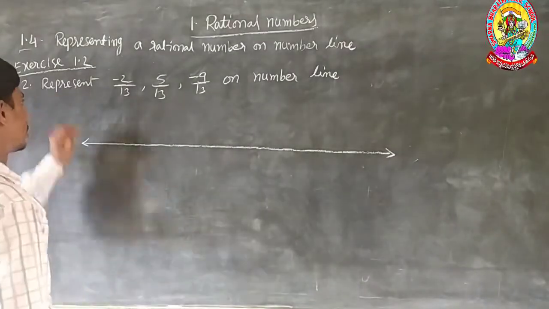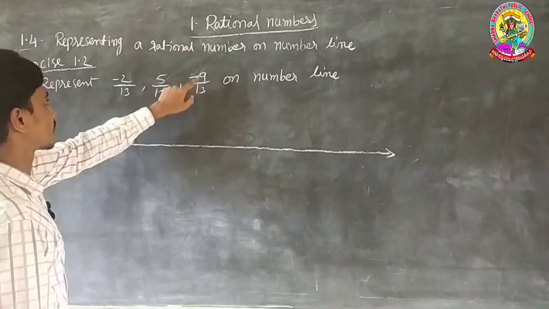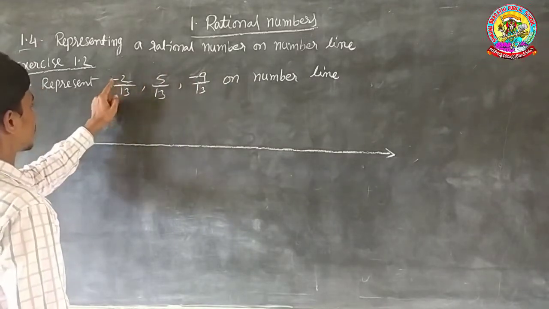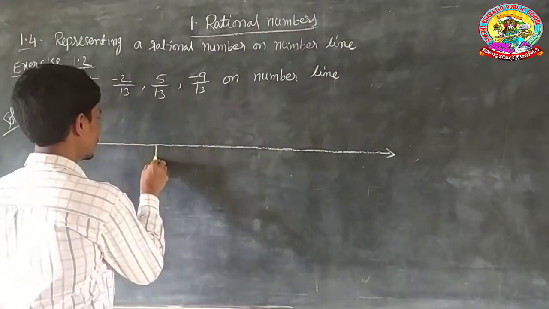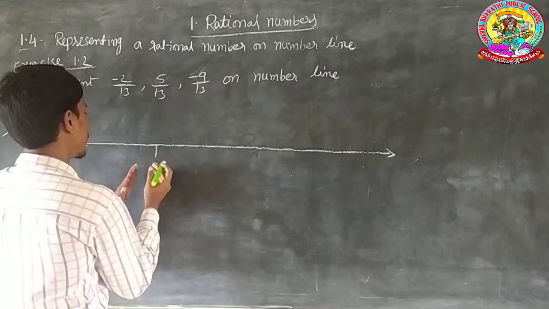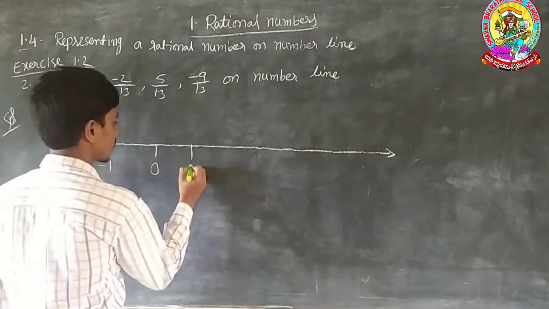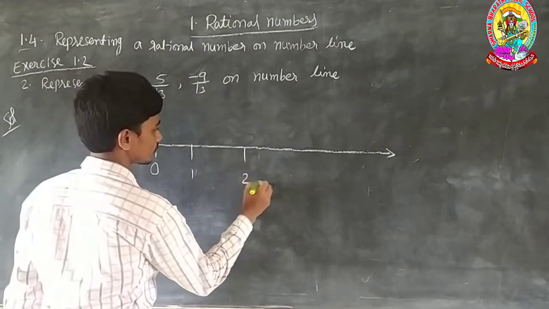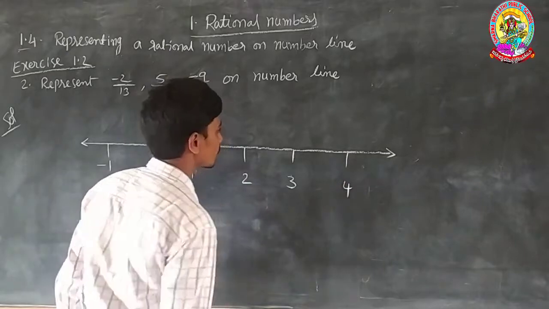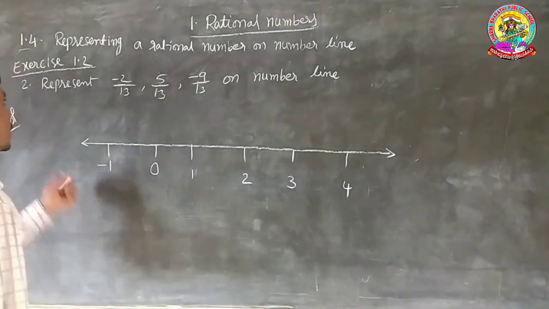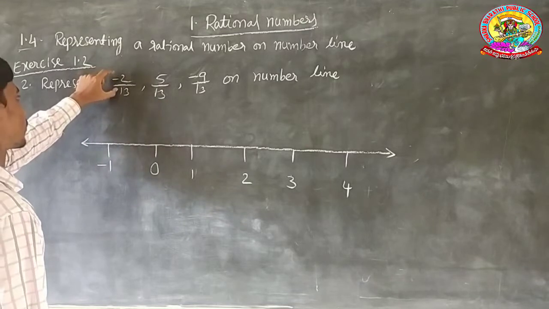First of all, observe the numbers given in the sum. The numbers are positive numbers and negative numbers. That's why you must take the positive and negative numbers on the number line. All the negative numbers are on the left side of 0 and all the positive numbers are on the right side of 0. So whenever you want to represent a number, you should observe the number that was given.